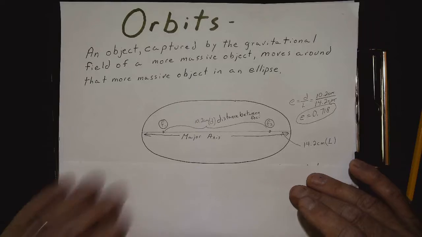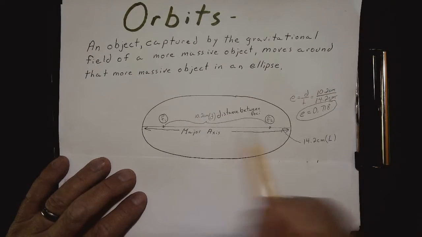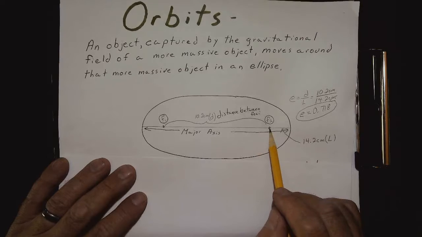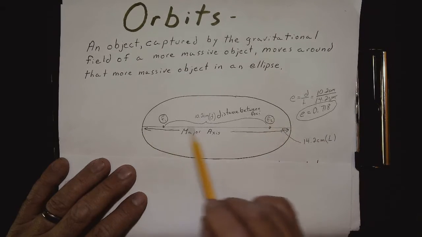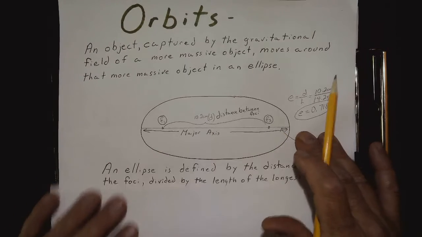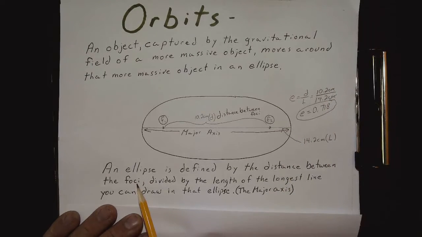Here I've sketched out an ellipse showing the important parts about how to measure it. So we have some important ideas here. These are the focal points, F1 and F2, the two focal points of an ellipse. This line here is the major axis. The major axis is the longest line you can draw in it. So an ellipse is defined by the distance between the foci, these two points here, divided by the length of the longest line you can draw on that ellipse, the major axis.